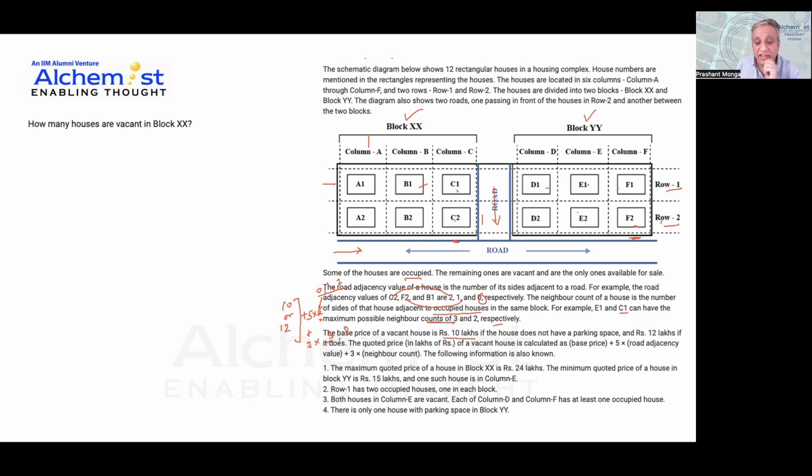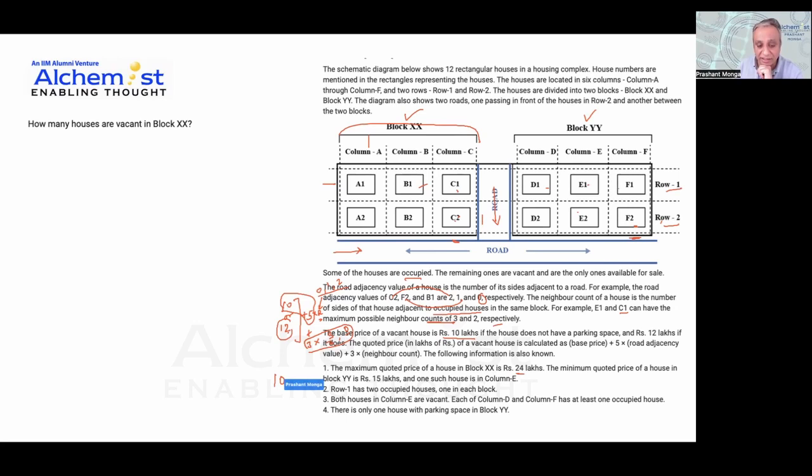All right, so it says the maximum quoted price of a house in block XX is 24 lakhs. So how do I get 24 lakhs? 24 is a multiple of 3, which means the neighbor count part is a multiple of 3, so I need a multiple of 3 in the rest as well. I can get a multiple of 3 by 10 plus 5, or this would be 12. For this to be 12, I need 4, so it's not possible. So it will not be 12, it's 10.